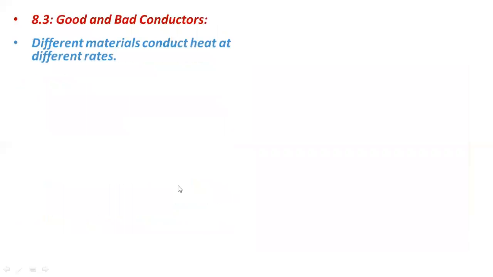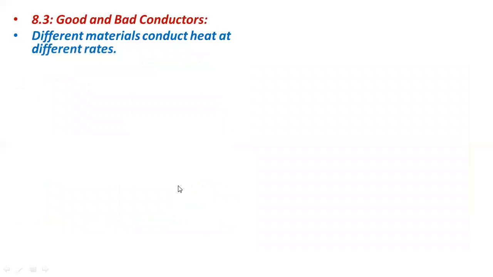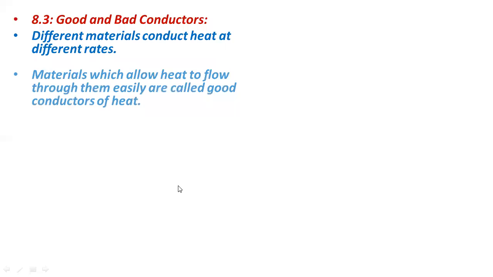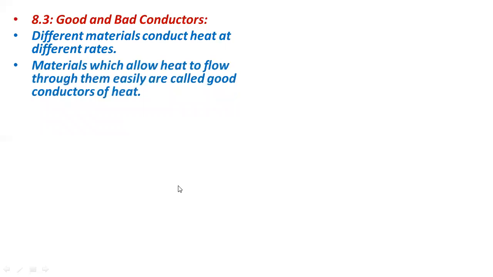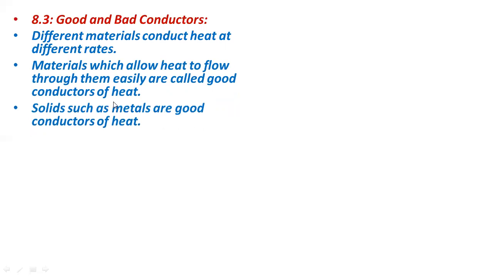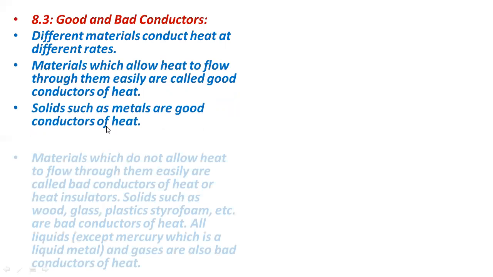Good and bad conductors: different materials conduct heat at different rates. Some materials are excellent conductors of heat, some are normal conductors, and some are bad conductors of heat. On the basis of the conduction of heat, we have good conductors, bad conductors, and semiconductors as well. Materials which allow heat to flow through them easily are called good conductors of heat, and mostly all the metals are good conductors of heat.